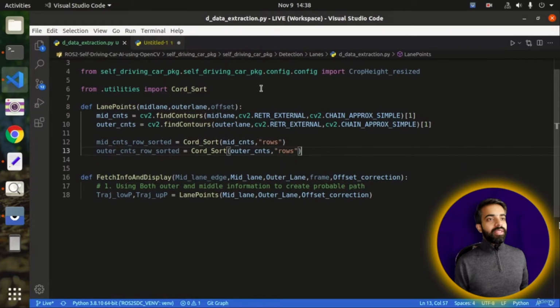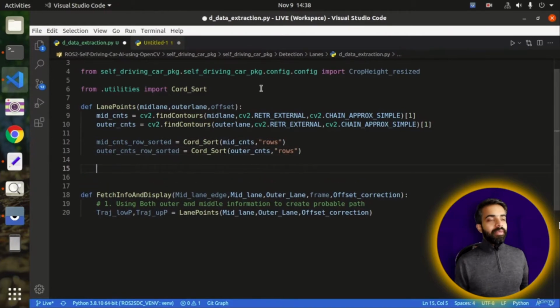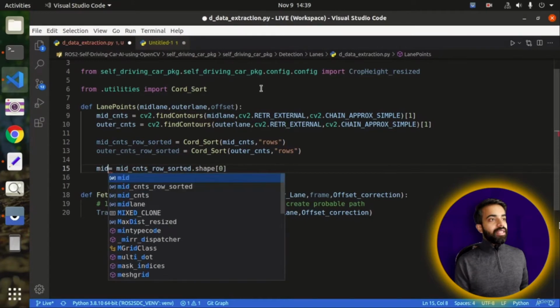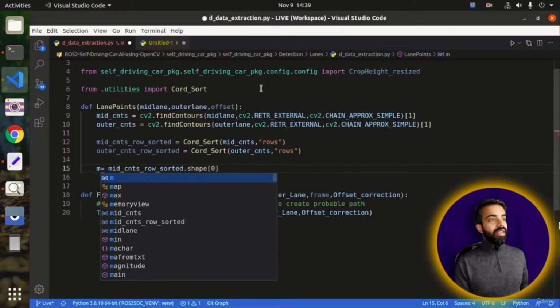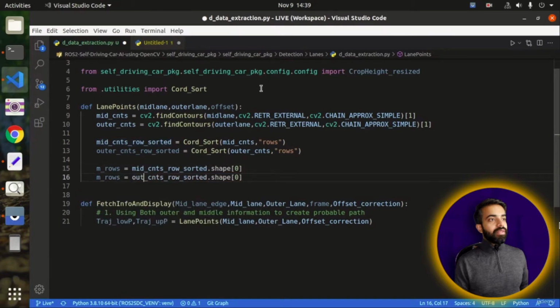Once we have the outer contours and the mid contours sorted out, the next step is to simply extract the maximum number of contours present in each of the mid and the outer lane. So we want to find out the number that represents the maximum number of contours present in that lane. So that can be done by simply using the shape function. So we provide mid contours row sorted dot shape. We want to access the rows. So how many contours are in the mid contours? So this gives us m rows. We do the same for the outer contours, find out their rows, and save it.